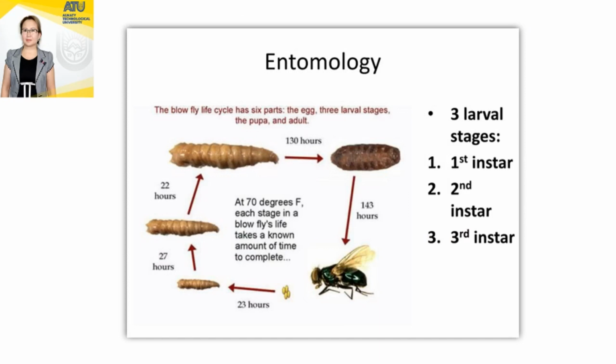Entomology. The blowfly life cycle has six parts: the egg, three larval stages, the pupa, and the adult. 143 hours, 22 hours, 23 hours, 27 hours, 130 hours at 70 degrees Fahrenheit. Each stage in a blowfly's life takes a known amount of time to complete. 143 hours, then three larval stages.